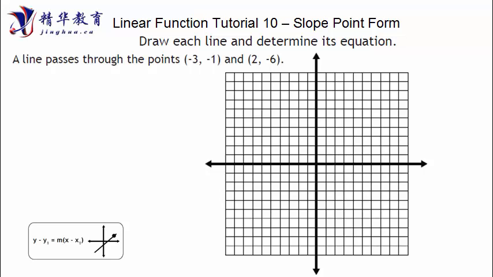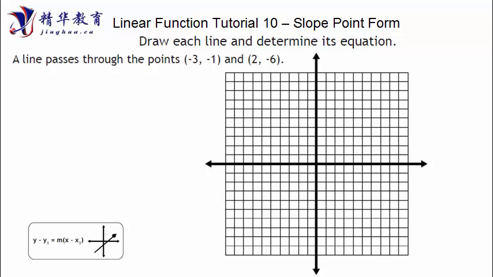Okay, good. Let's see a question here. We've got two points: one is (-3, -1), and the other one is (2, -6). We're going to write the equation and draw a line. Personally, I think the equation is better to draw here. And then we're going to write the equation in slope-point form.